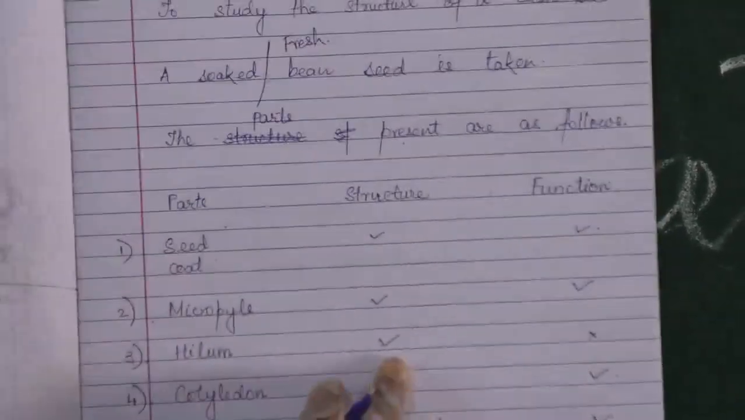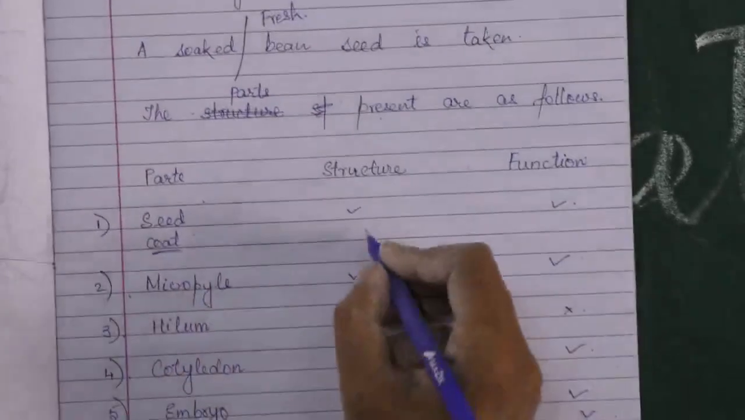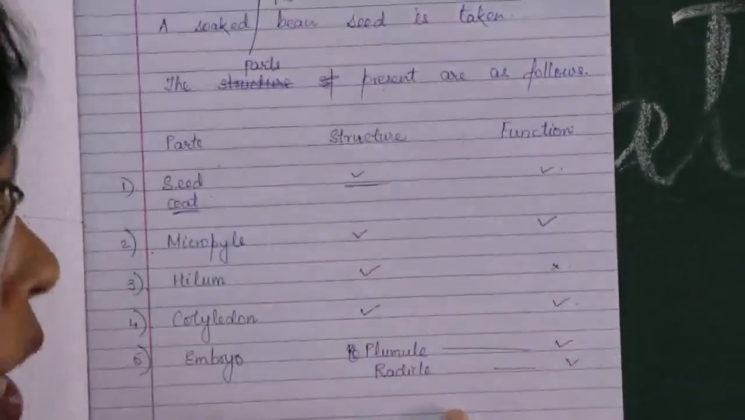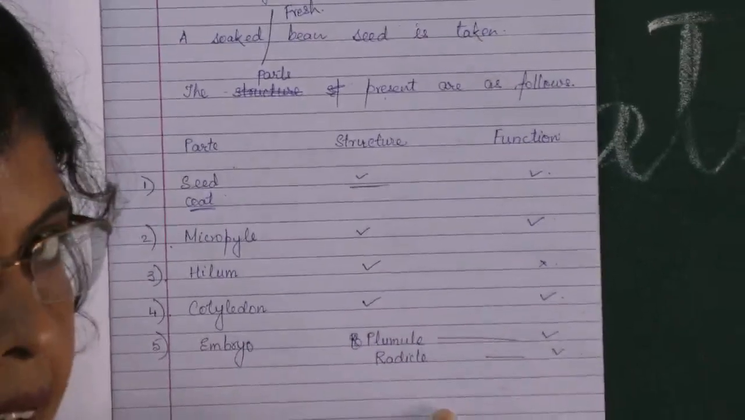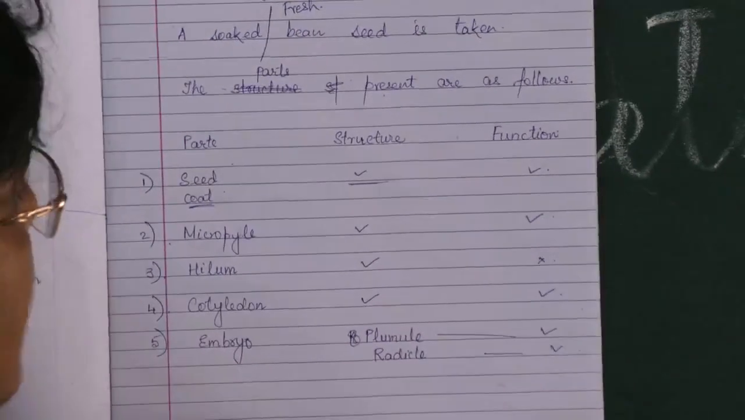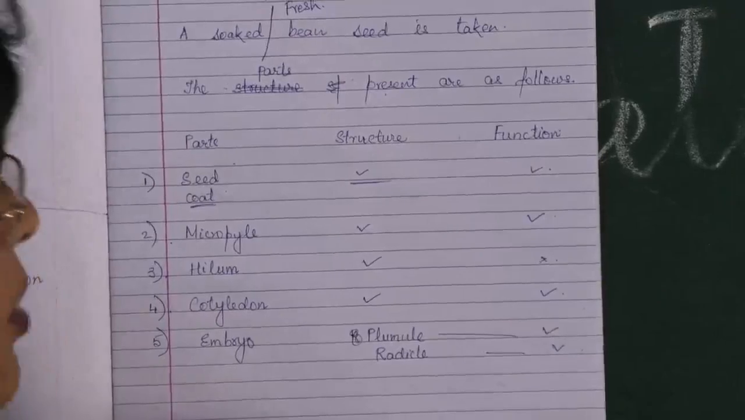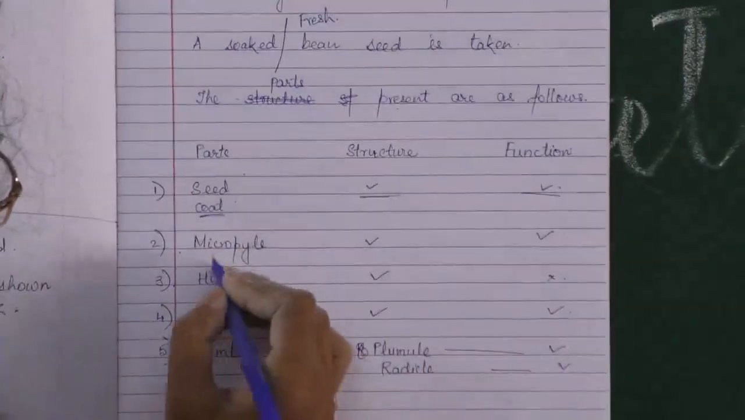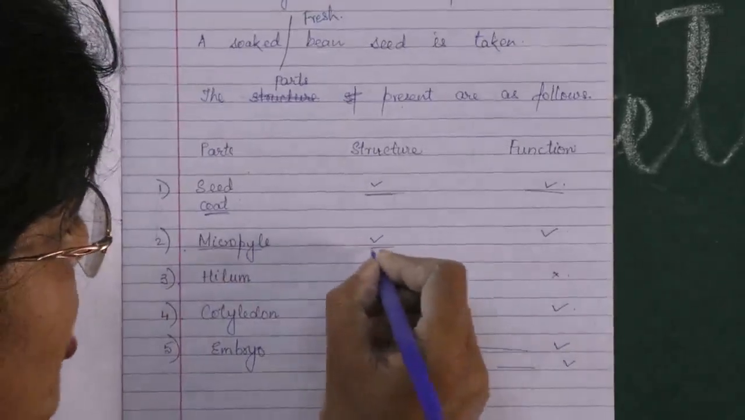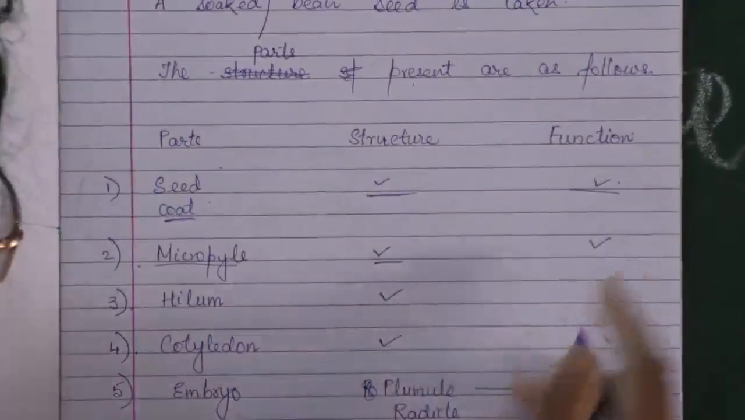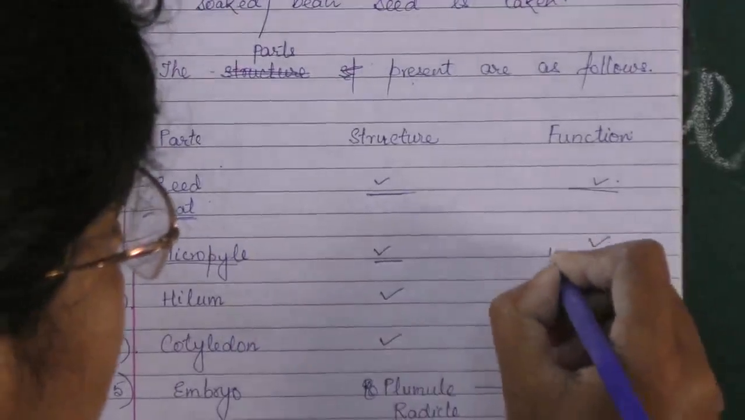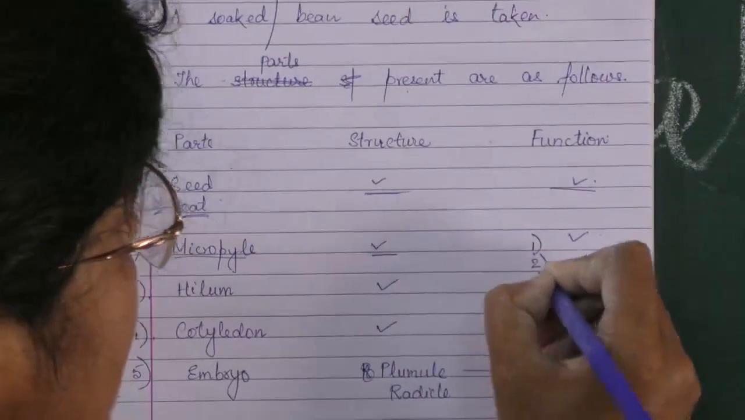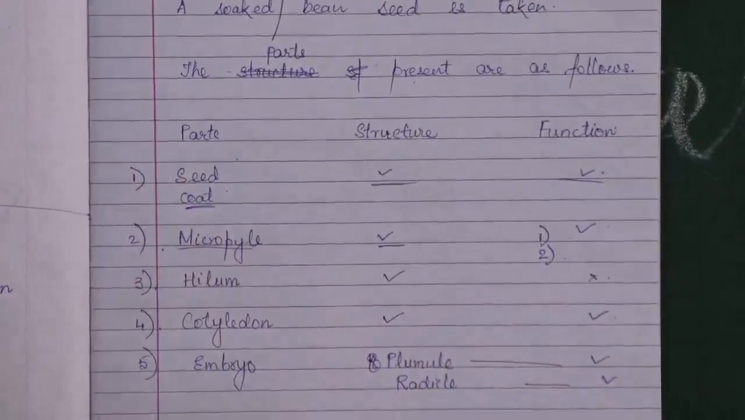Is it clear? The first one you write seed coat. Structure, you will write how the seed coat looks: it is thin, brown in color. Function, what is the function? It protects the seed. All right. Micropyle structure, it is a tiny opening. What is the function? There are two functions we have done: diffusion of gases and entry of water. Two functions you will write.